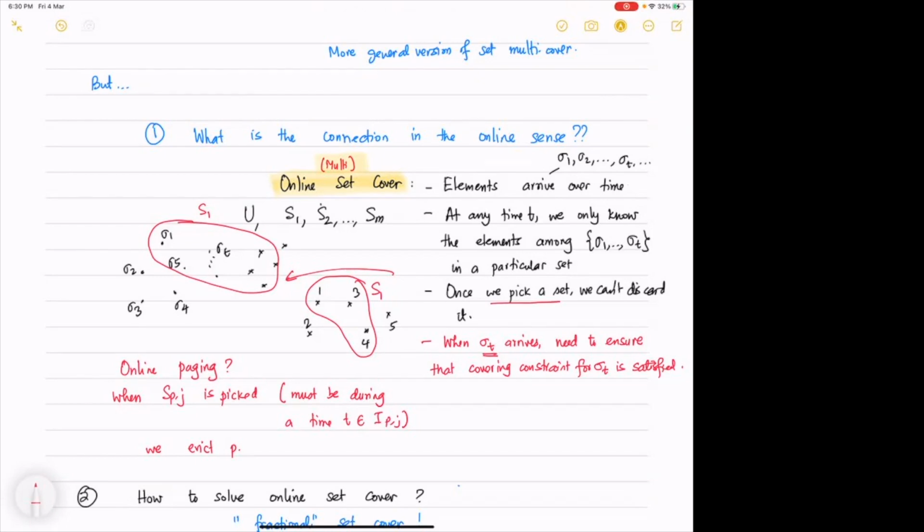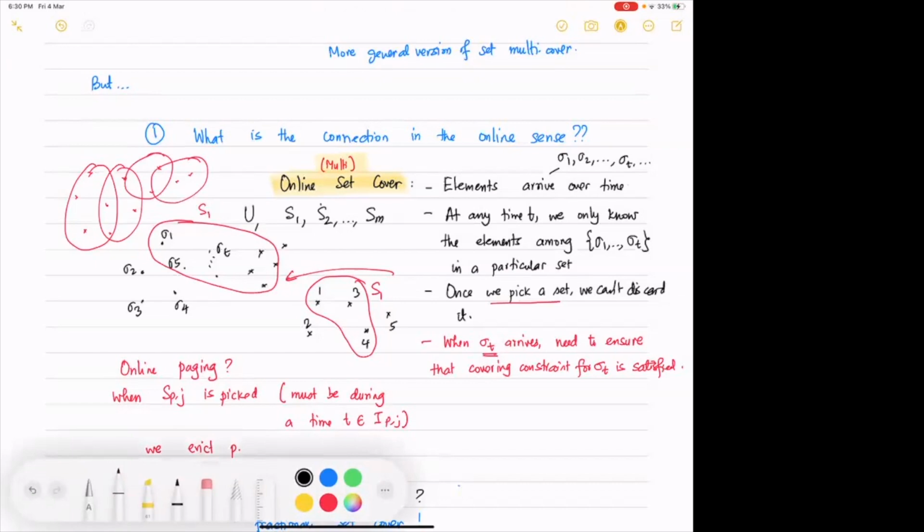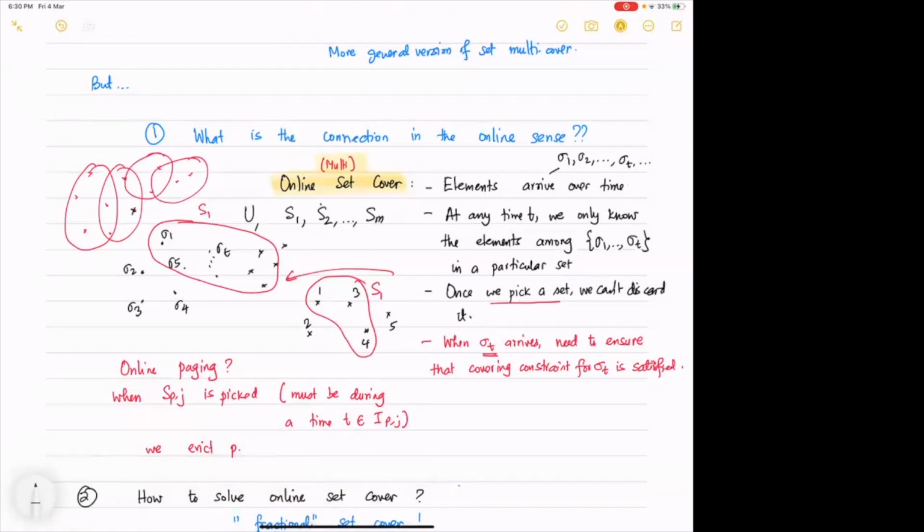Right. So there are two models. There are two ways of thinking about it. One way is that I completely reveal to you the set of all elements, and it's just that you don't know which elements have arrived. So I give you the entire instance in advance. You know exactly what all the elements and all the sets are, but initially all the elements are inactive in some sense, and as time goes on, some of these elements are going to arrive. And at any point of time, you just want to make sure that you pick enough sets to cover the elements which have arrived. So that's one way of thinking about it.